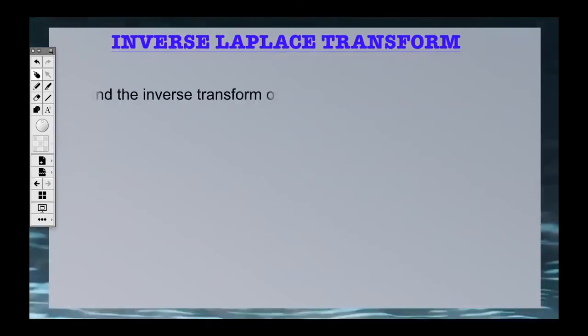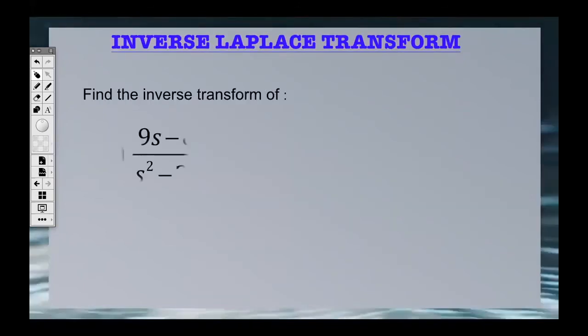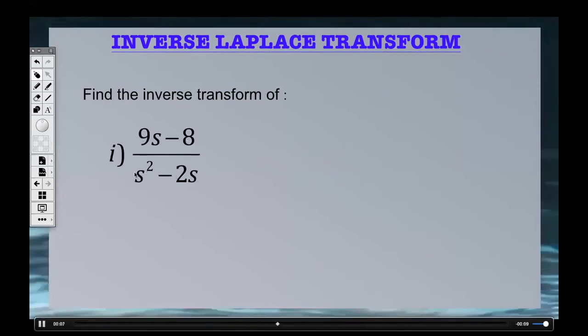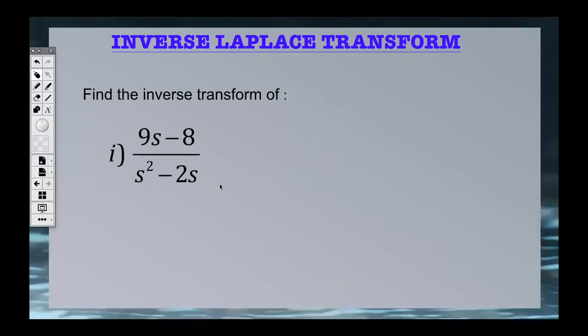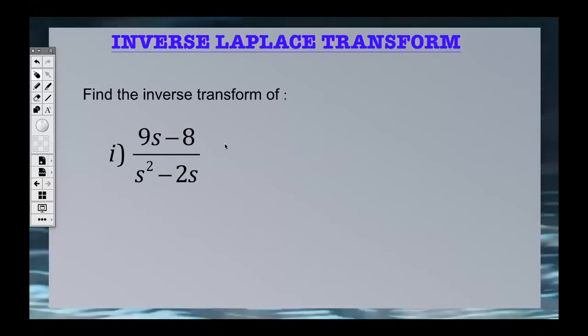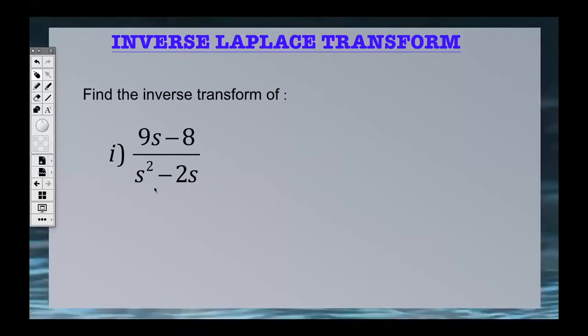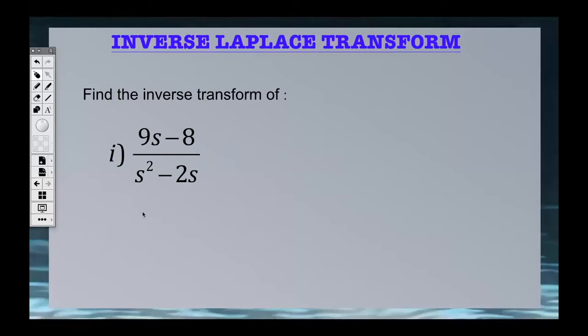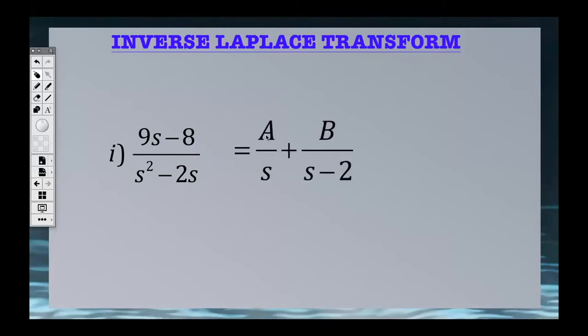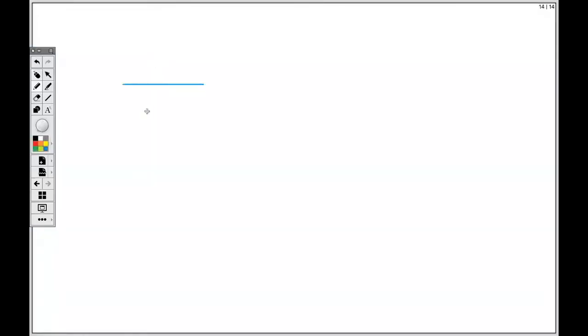So let us do another activity. Find the inverse of 9s minus 8 over s squared minus 2s. Now with this activity, s squared minus 2s is the same thing as s times s minus 2. So we can apply partial fraction where I split it as two fractions, where it's A over s plus B over s minus 2. And all I'm saying, we have s squared minus 2s.